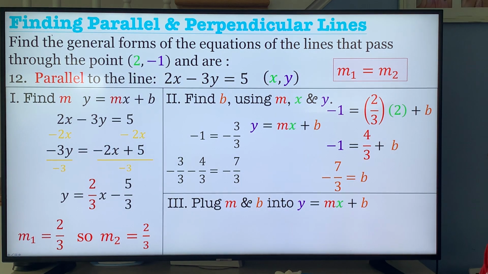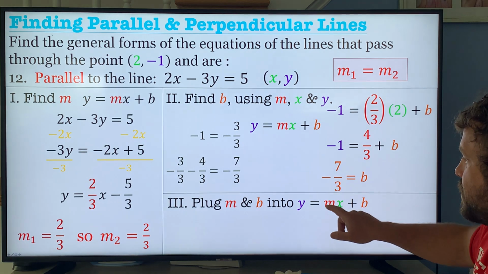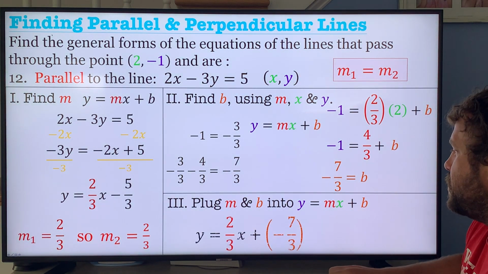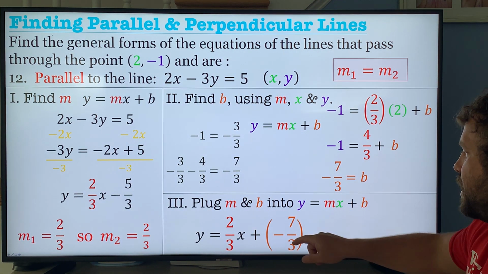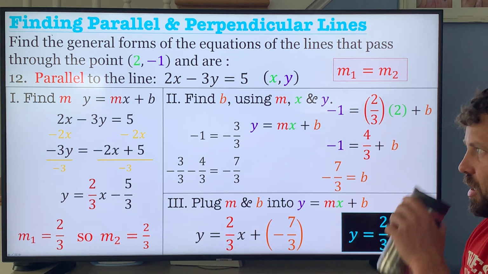Last step, plug everything back into your slope-intercept equation, but not the x and y. So y equals m, which is our new slope, 2/3, plus b, which is -7 over 3. And that's it. Isn't math easy?